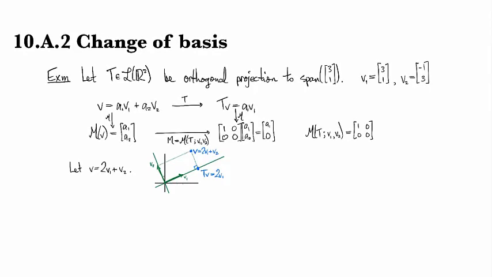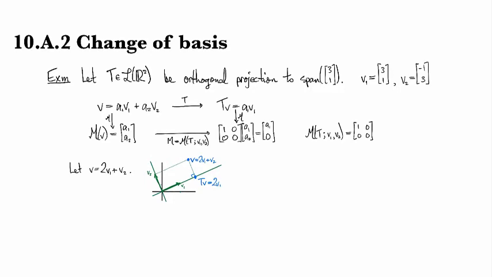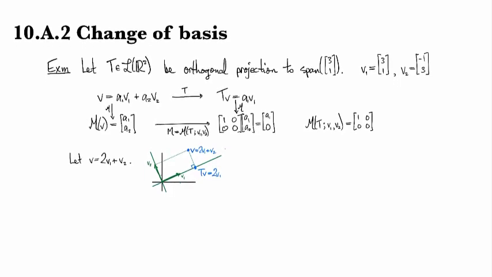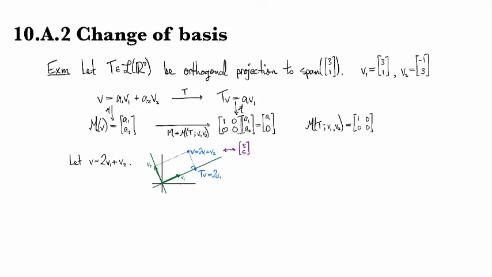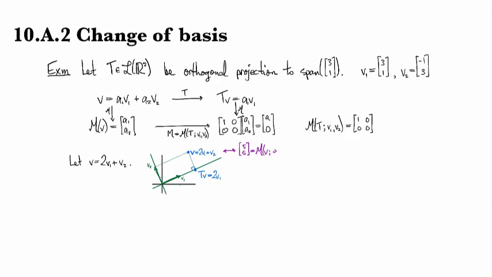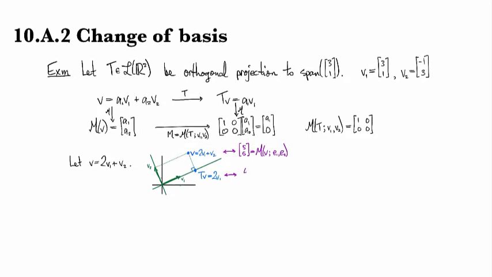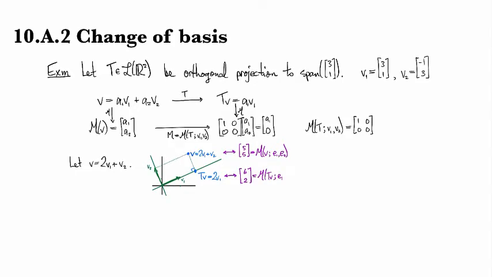Okay. Now, in terms of where we are in the standard basis, putting together the vector arithmetic for 2 v1 plus v2, we see that this is the point (5, 5). Well, I guess my picture's a little not to scale. Oh well. So this (5, 5) here is the matrix of v with respect to the standard basis, which I'll denote by e1, e2. And this one here is going to be (6, 2). So that's the matrix of T(v) with respect to the standard basis e1, e2.